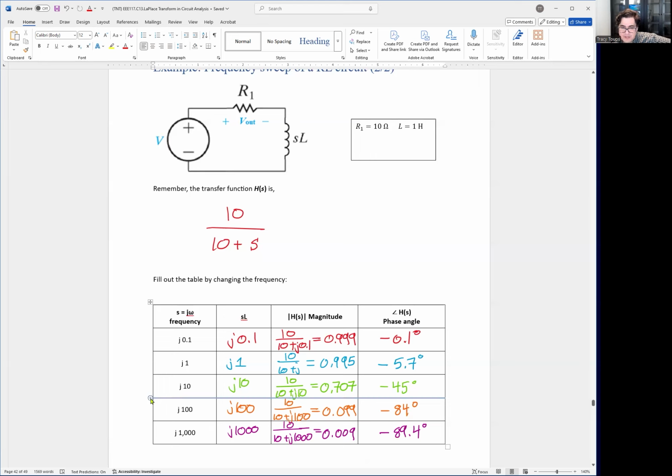Let's confirm the trend. Let's go to J1000. So we put J1000. We have 10 over 10 plus J1000. Look at our output now. It's 0.009. This is pretty much less than 1%. This is dead. The circuit's dead now. You killed it. What's my phase shift? Negative 89.4 degrees. This is pretty much 90 degrees here. So the big trick you can see is, as the frequency increased, what happened? Our gain of the circuit decreased. Right? Our phase angle changed a lot. And so that's a big difference in the circuit here.